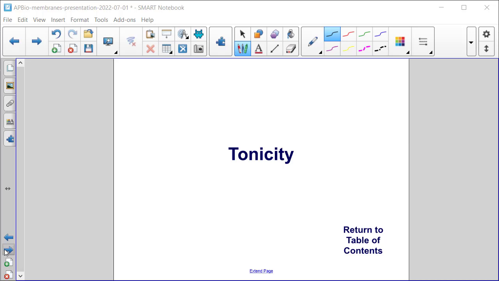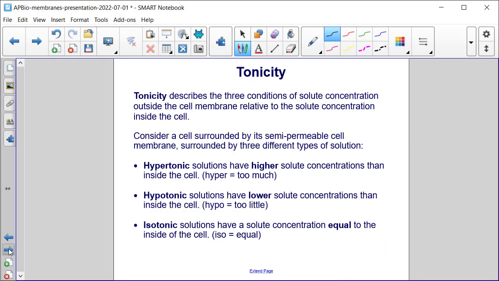In this section, we're going to discuss tonicity. Tonicity describes the three conditions of solute concentration outside the cell membrane relative to the solute concentration inside the cell. Consider a cell surrounded by its semi-permeable cell membrane, surrounded by three different types of solution. That cell could be surrounded by a hypertonic solution, one that has a higher solute concentration than inside the cell.